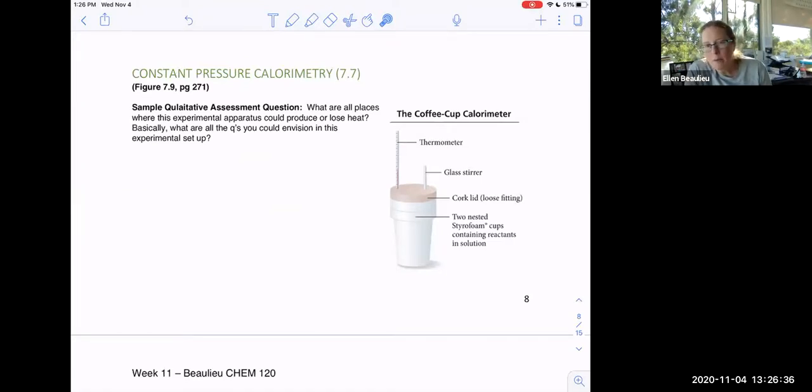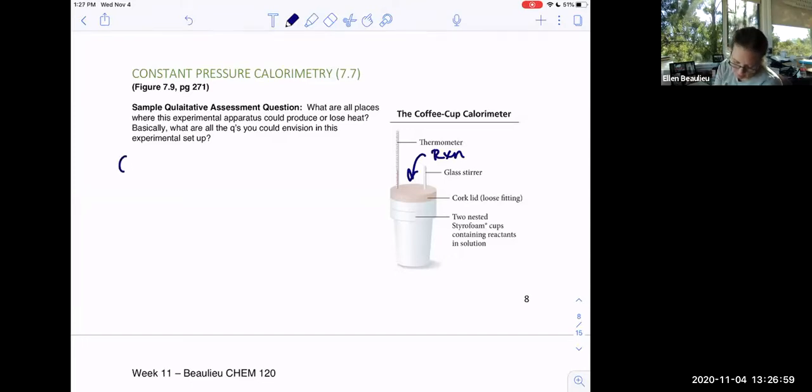This is a sample coffee cup calorimeter. What are all the cues that you might see in this setup? Where could energy be gained or lost? I'll tell you right now, you're putting a reaction into that coffee cup. So a reaction is going into that coffee cup.